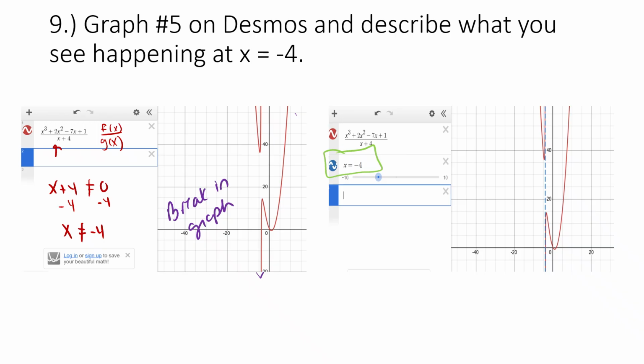And what you see going on there is right when x is equal to negative 4, you see these 2 pieces of the graph that appear to be almost like vertical lines, or they look like they're becoming vertical right at that negative 4. So that is actually, there's a vocab word for that.